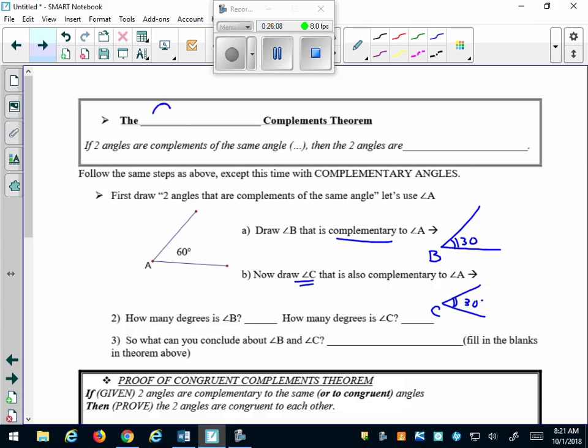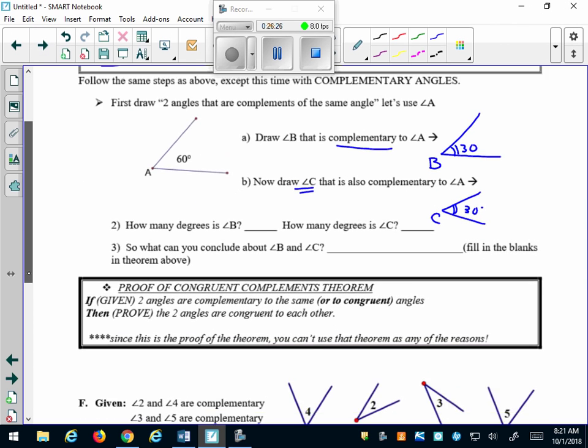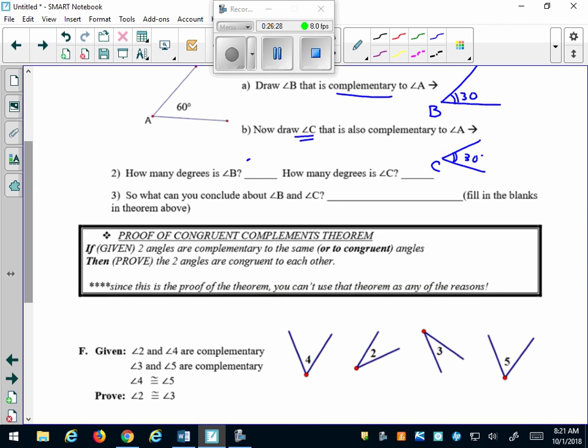So this is called the congruent complements theorem. And again, if two angles are complements of the same angle, the parentheses means, or of congruent angles, then the two angles are congruent. So we could fill this in. Each angle would have to be 30 degrees, and so they are congruent to each other.